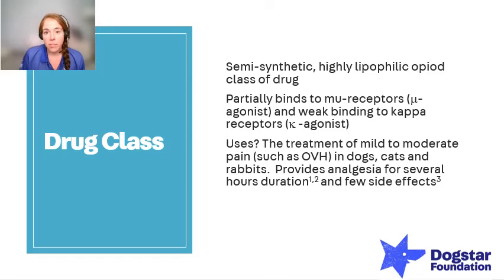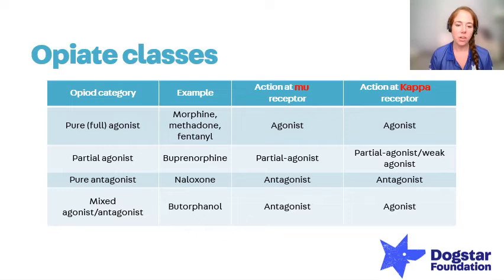It provides pain relief for several hours duration, and it is an excellent pain relief medication due to the fact that it has very few side effects. So I mentioned on the previous slide that buprenorphine is classed as a partial agonist. The difference between a partial agonist and a pure or full agonist, like morphine, methadone, and fentanyl, is the effect that the binding with the mu receptor elicits.